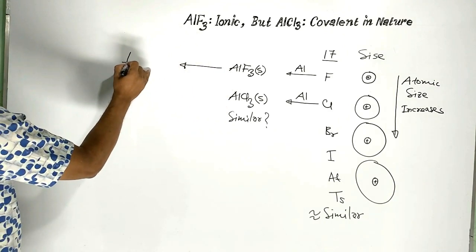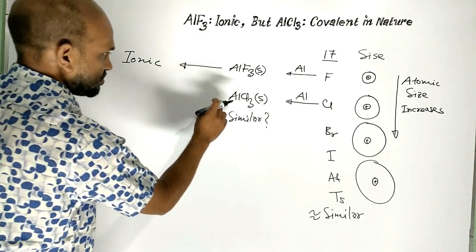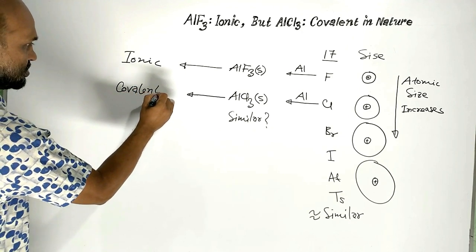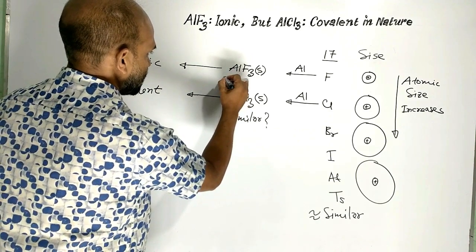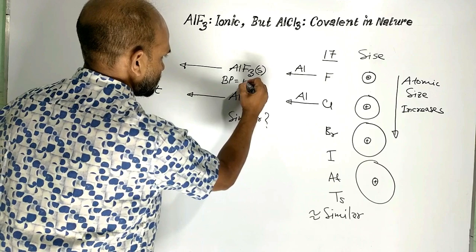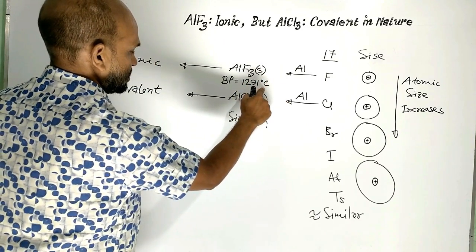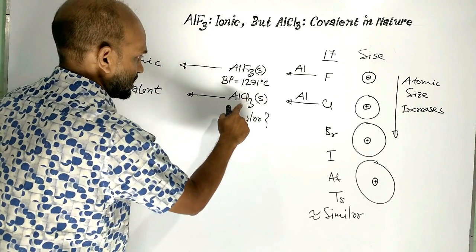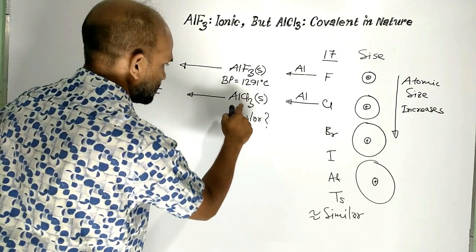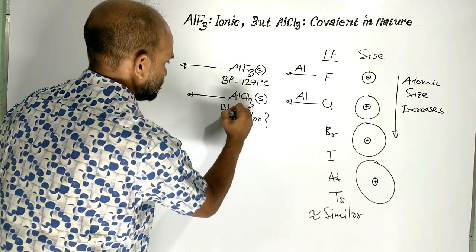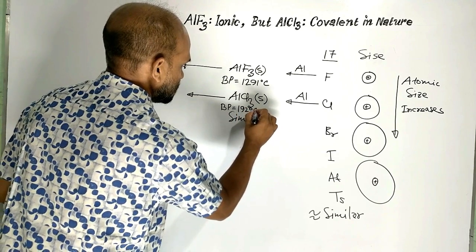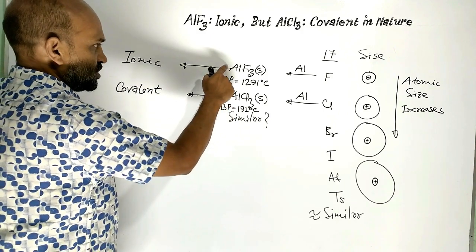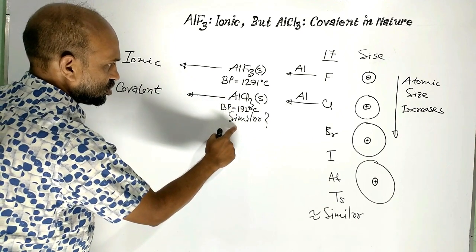Aluminum fluoride is ionic in nature and aluminum chloride is covalent in nature. Because of this, aluminum fluoride boils at 1291 degrees Celsius. As this is ionic in nature, its boiling point is higher. But aluminum chloride is covalent in nature. For this reason, it boils at a low temperature, that is, 192 degrees Celsius is the boiling point of aluminum chloride. So aluminum fluoride and aluminum chloride are not similar.